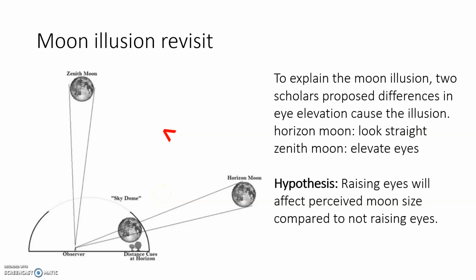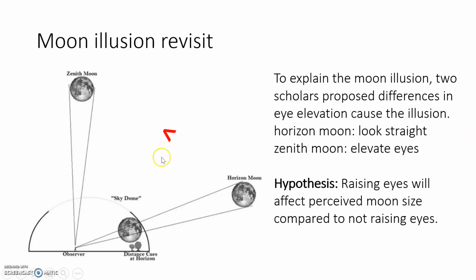Okay, here is our example. So we're going to revisit our moon illusion example because you are familiar with the setup of this research. Okay. So to explain this moon illusion, these two scholars propose something new. So they thought that the differences in people's eye elevation would cause this illusion.